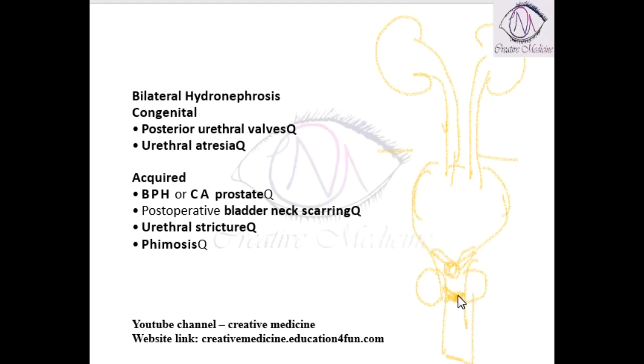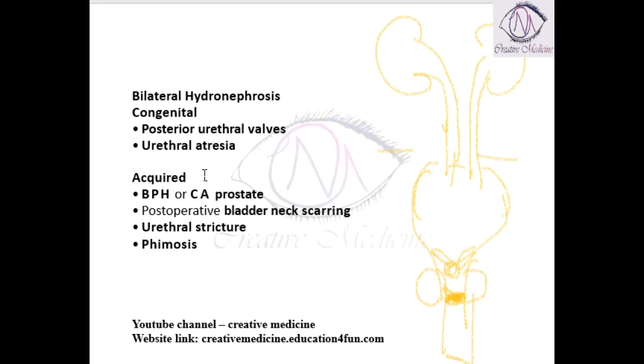There can be a congenital condition where the urethra is not properly formed. That is congenital urethral atresia. The urethra is not properly formed at birth itself. So this congenital urethral atresia will present with bilateral hydronephrosis.